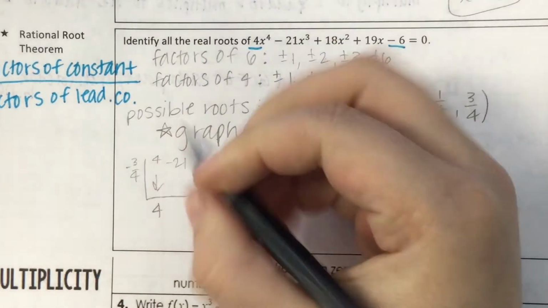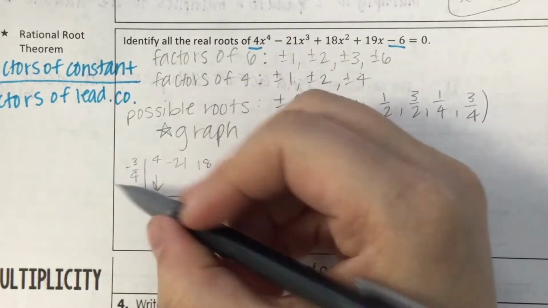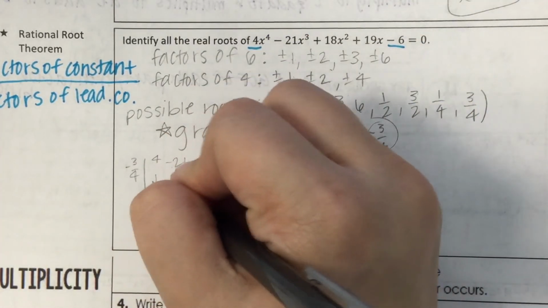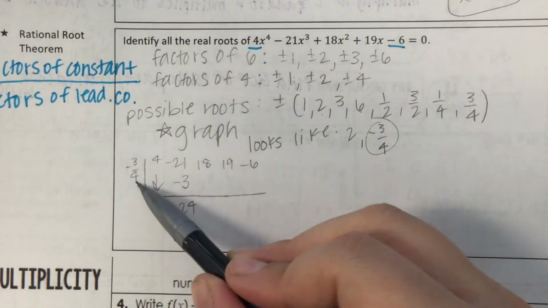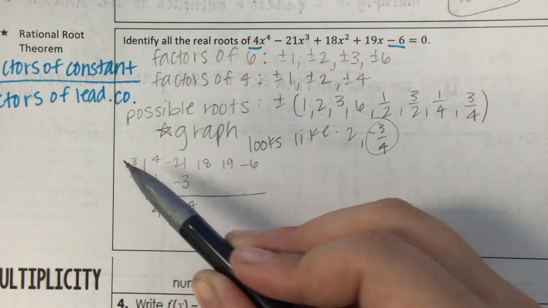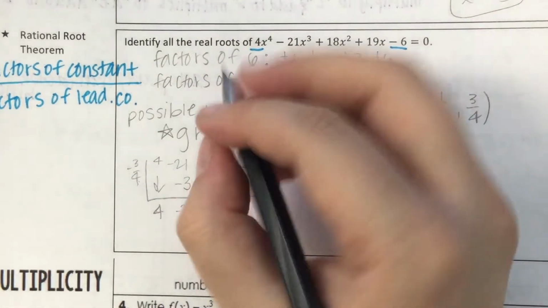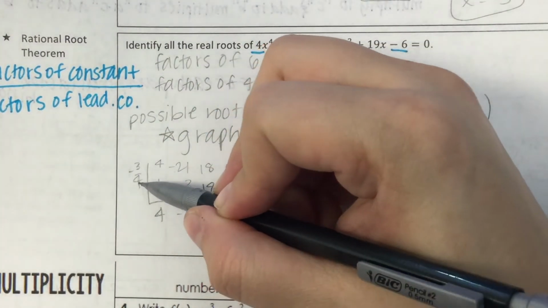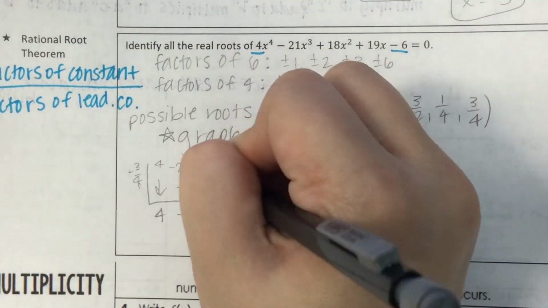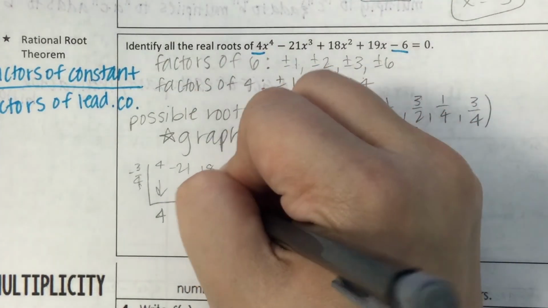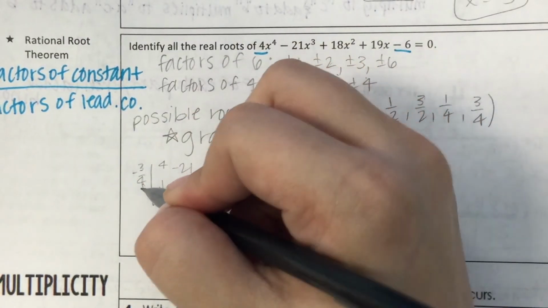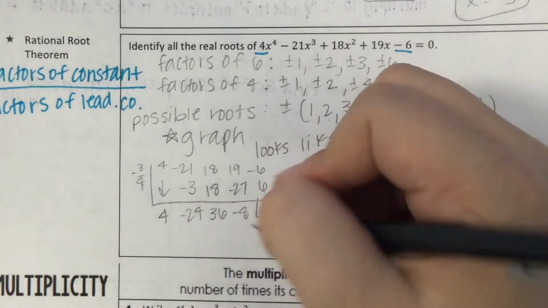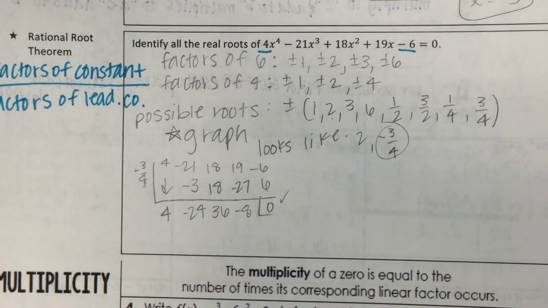Okay, so 4 times negative 3 is negative 12, divided by 4 is negative 3. Negative 21 minus 3 is negative 24. Negative 24 divided by 4 is negative 6. Negative 6 times negative 3 is a positive 18. Those added together give me 36. 36 divided by 4 is 9. 9 times negative 3 is negative 27. Add those together, I get negative 8. Negative 8 divided by 4 is negative 2. Negative 2 times negative 3 is a positive 6. And I get a remainder of 0. Yes, that one is a root.